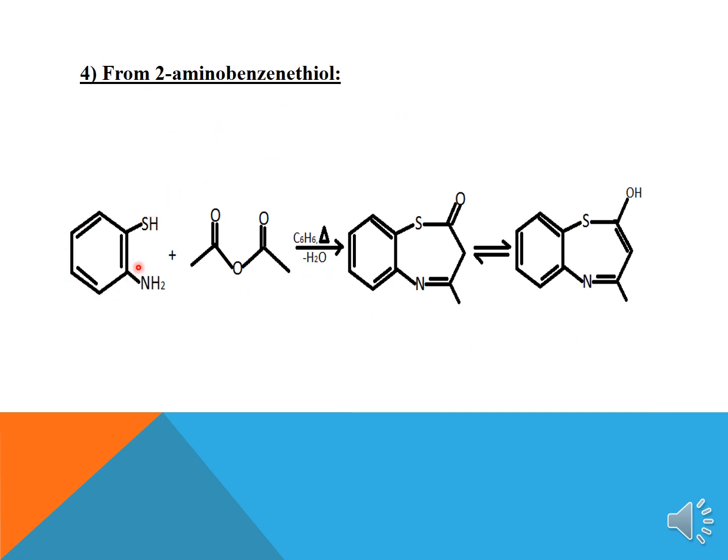Moving on to the next slide, it is from 2-aminobenzene thiol. You are taking the 2-aminobenzene thiol and treating it with a diketone compound, in benzene solvent, upon heating. What happens is again a ring closure takes place over here, with formation of an adduct, and then this undergoes keto-enol tautomerism, resulting in the thiazepine.